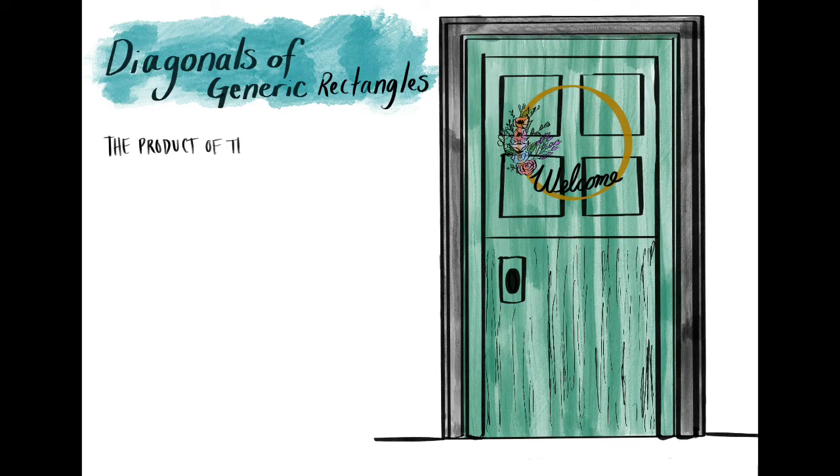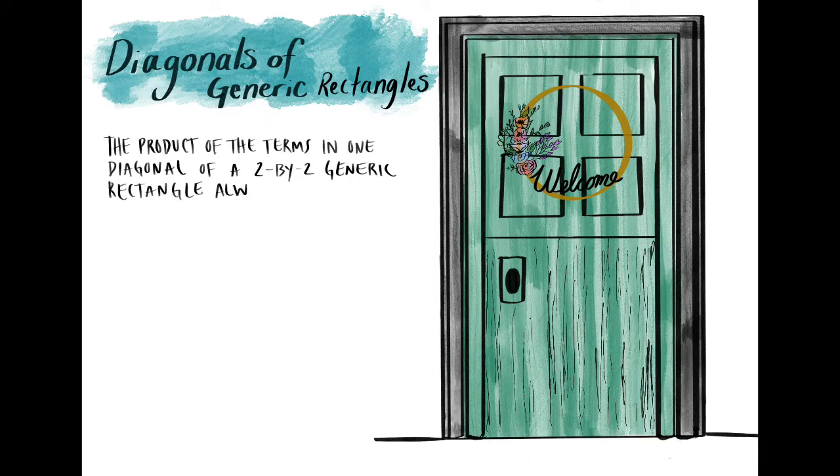So, in a generic rectangle, so if you have your little 2x2, if you look at the product of your diagonal, then it's always going to be equal to the product of the other diagonal, which is pretty cool. It'll happen every single time.